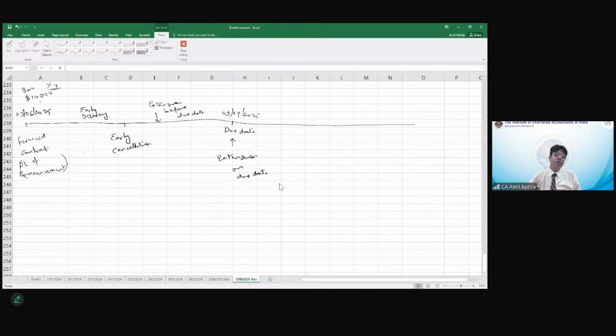Am I right? Because on due date, what can happen is, one is you honor the contract. You honor the contract, meaning complete on maturity. Honor meaning complete the transaction. Or there is an extension on due date because you are saying we can't do it today, we need to extend it. So your contract is getting extended.